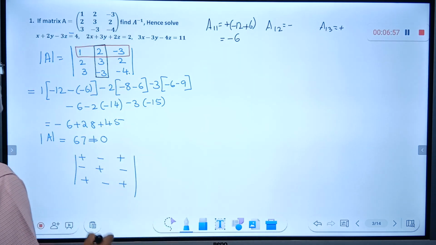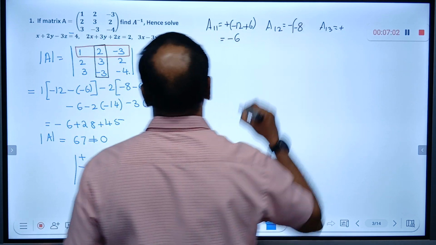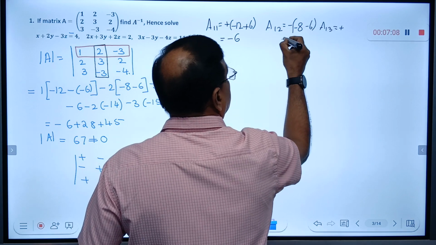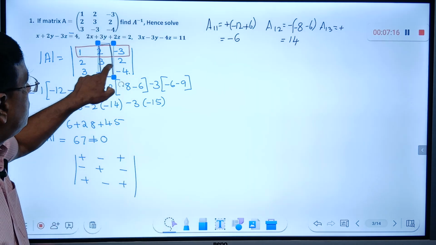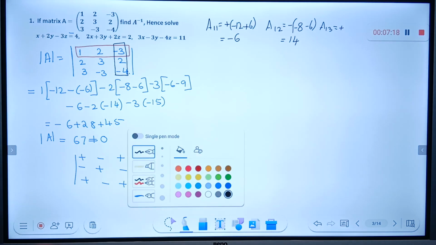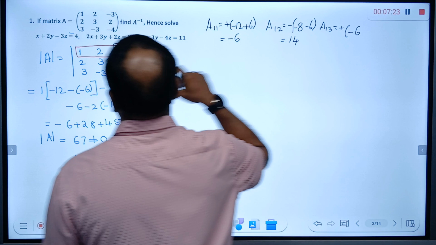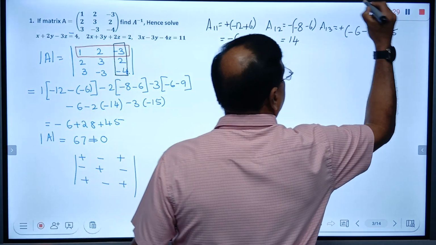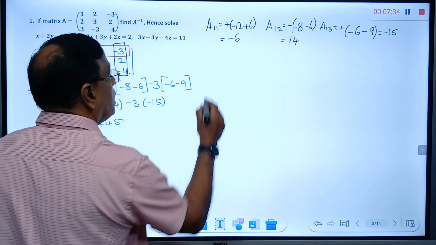What do you get? Minus 8, minus 8, minus 6. So it is plus 14, correct? Now go to the third column. If you go to the third column, what do I get? Minus 6, minus 6, minus 9. So it is minus 15. So I have finished the first row. Now let's go to the second row.